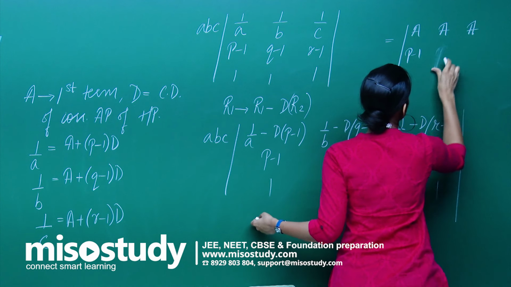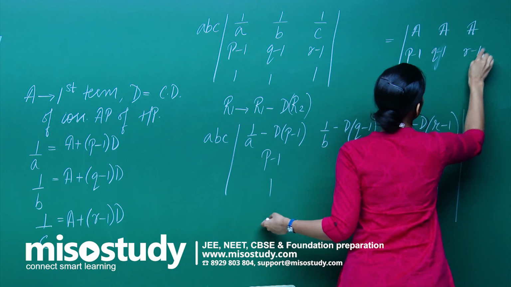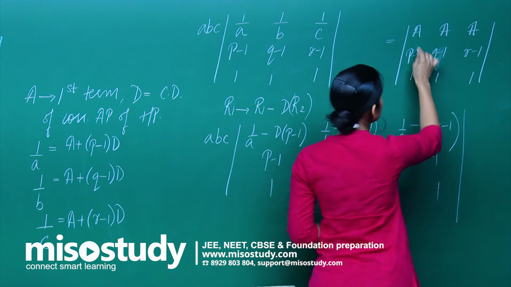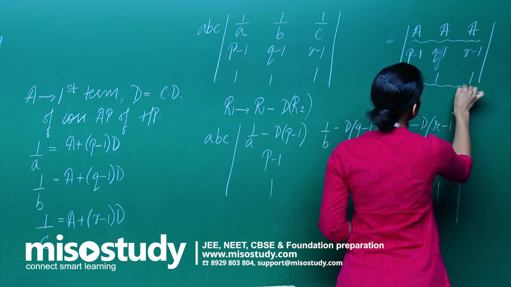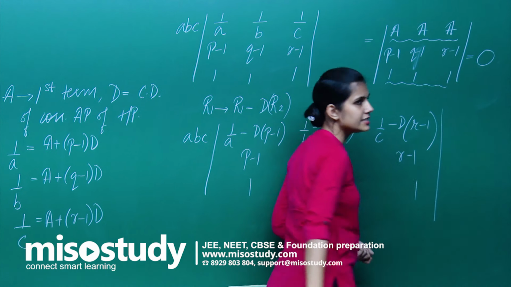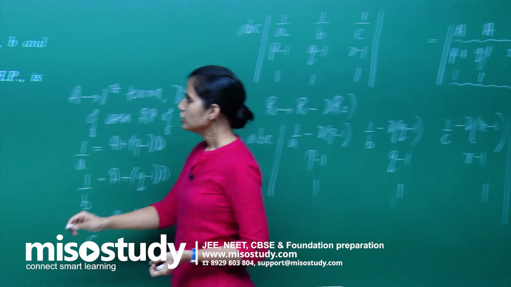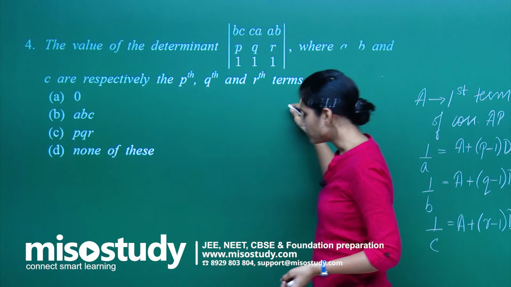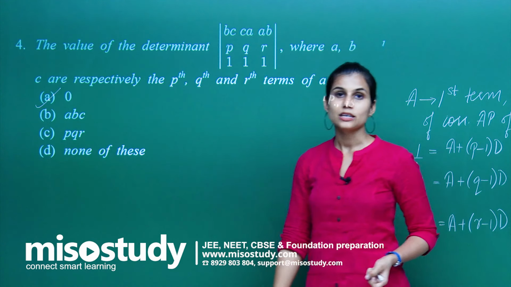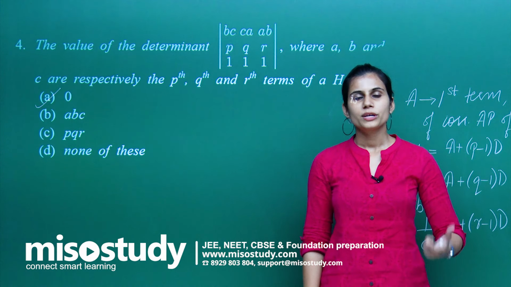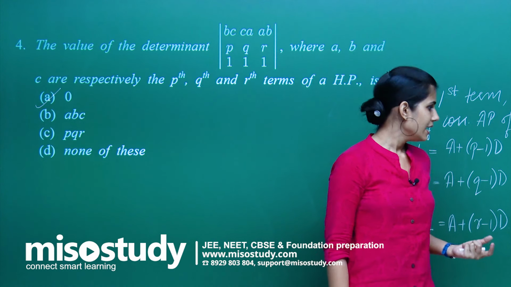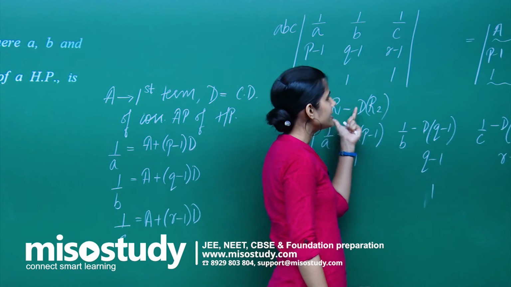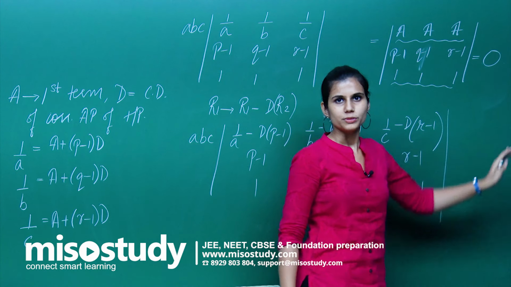P minus 1, Q minus 1, R minus 1, 1, 1, 1. Whenever two rows of a determinant are same, its value is 0. Okay? So the value of this determinant, where A, B, C are the pth, qth and rth terms of this HP, is actually equal to 0, and that's how beautifully it's dealt with. How the harmonic progression concept comes into the picture and helps you evaluate the value of this using reciprocals, use all the operations and hence get the answer by the properties of determinant to be equal to 0.